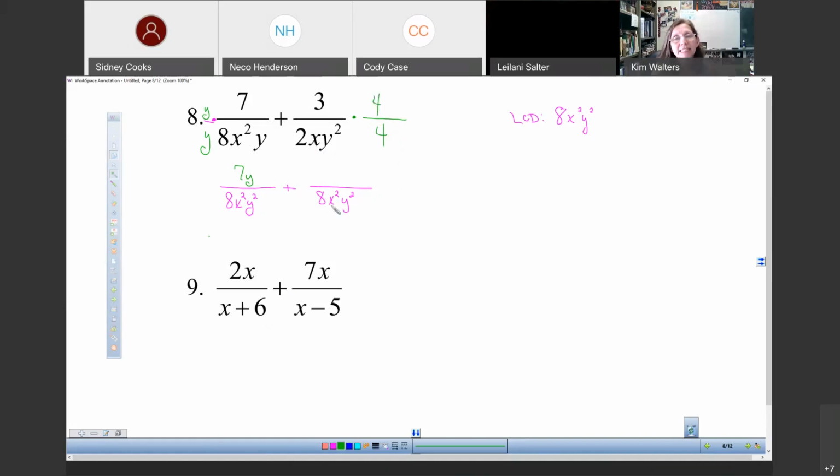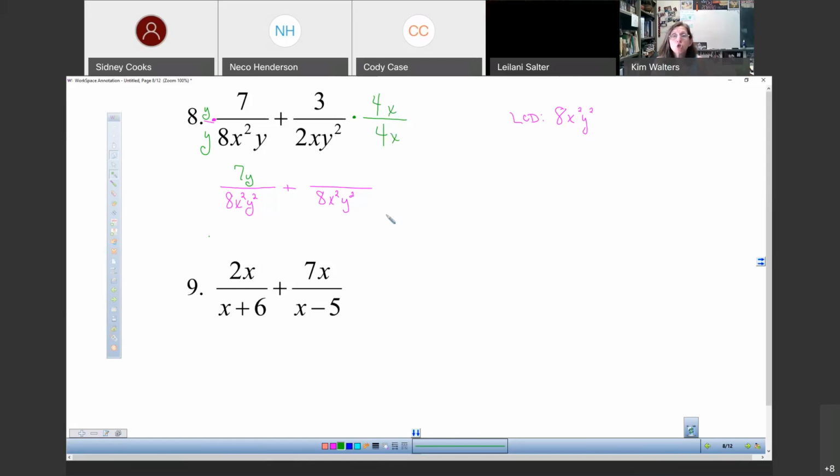Are my variables the same, or do I need to multiply by some variable to make my variables match up? If my variables are the same, tell me I don't need to multiply by anything. If my variables are not the same, what do I need to multiply by so that I get the same? Yep, I need an x. And whatever I do in the bottom, I do in the top. Because I already had a y squared. The y squareds were the same.